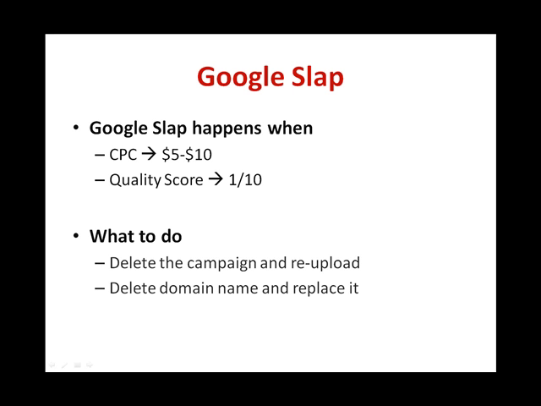If a Google Slap ever happens to you, you can either download your entire campaign to your desktop with a software called AdWords Editor, make some changes to it, and re-upload it back to your Google account to see if it works. If it does not, then what you may need to do is delete the entire domain name and get a new one. Don't fret or get discouraged with a Google Slap. Try to find out which part of your campaign went wrong and just do it better next time.